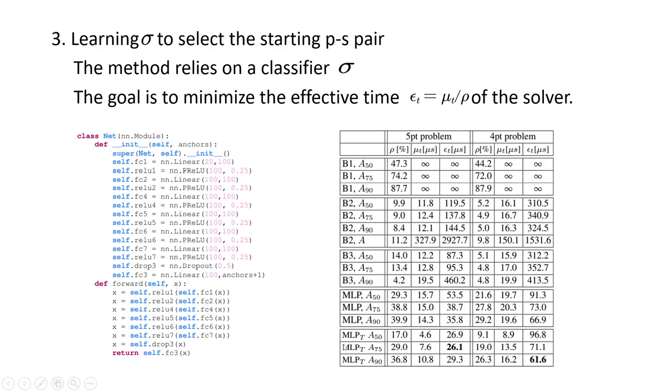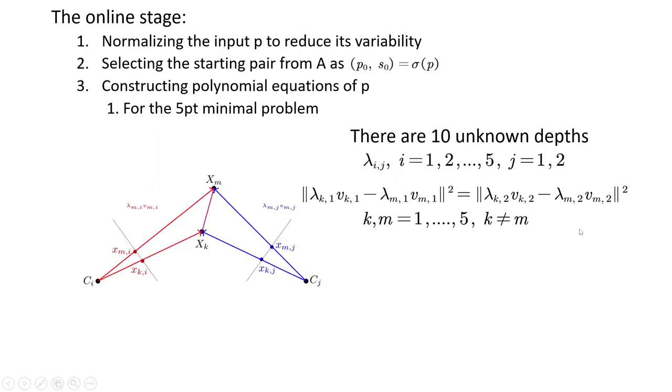And the MLP plus T is the measure they use in this paper to select the starting problems. And we can see the epsilon T is the lowest in this table. So we use this to learn the optimal.